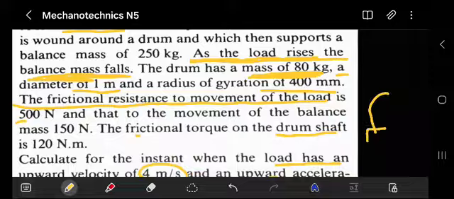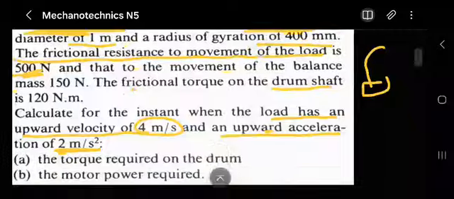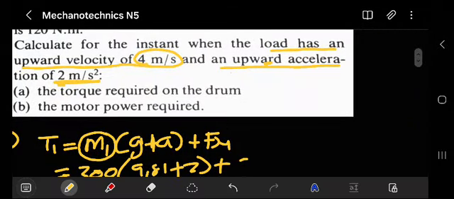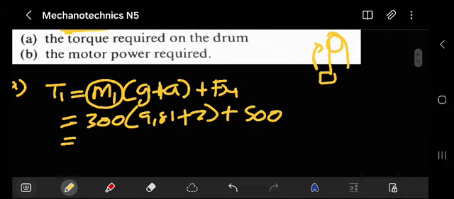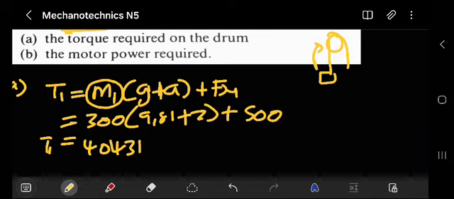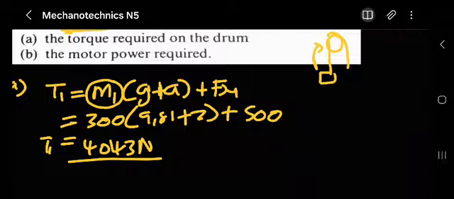The first one is 500. We're supposed to have what? 500, because this is going up, guys. To move this load upwards will be 500. Then T1, punching that, you'll get 4043 Newton. Obviously tension is calculated in Newton.